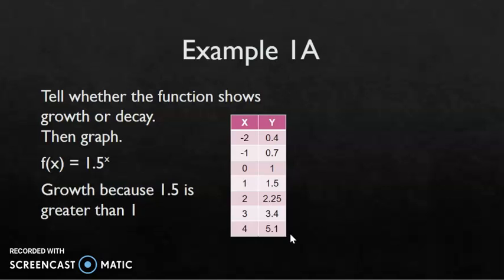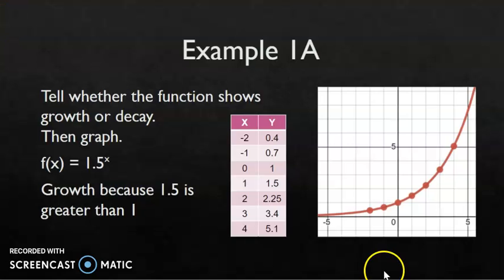Now you'll notice that we do get graphs that go very high because these are exponential functions. Thankfully, this is a relatively small number here, but if it was a 2, once you got to the 4th power, you'd be up at 16. So you might need to change how you count on your y-axis to make sure you can fit in these points. But let's see how this graph looks.